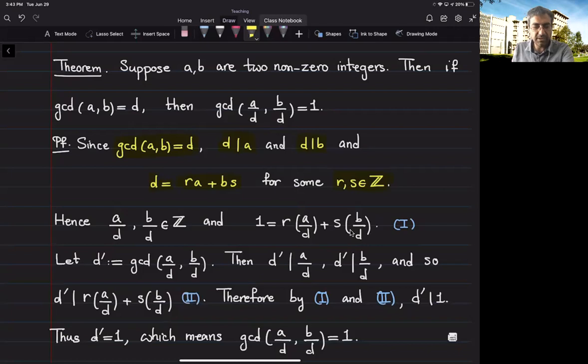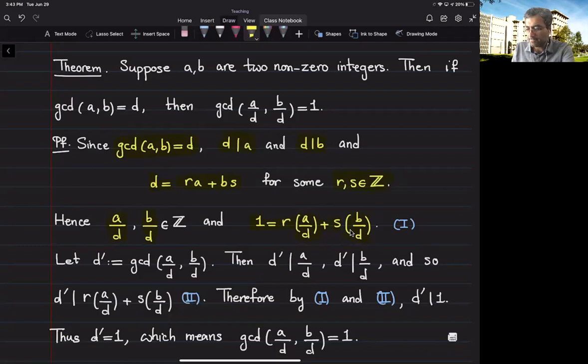Now, because D divides A and D divides B, I can divide both sides by D, and notice that A over D and B over D, both of them are integers. So these are integer numbers, and 1 is going to be an integer linear combination of A over D and B over D. So that implies that A over D and B over D should be coprime.